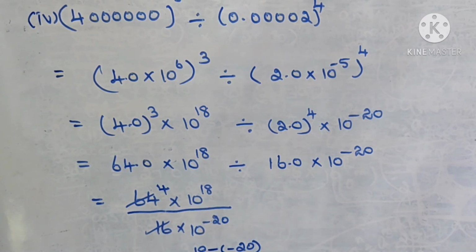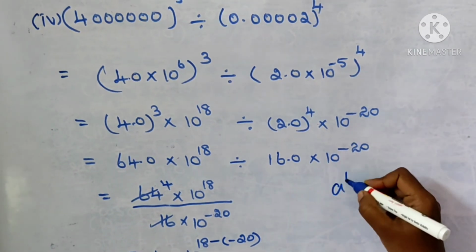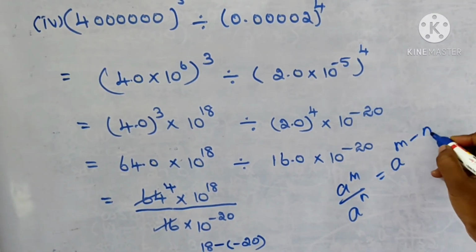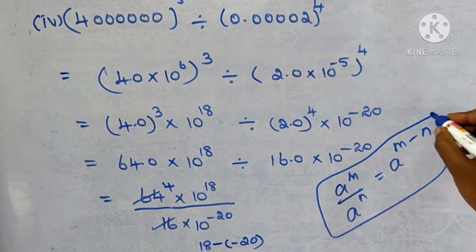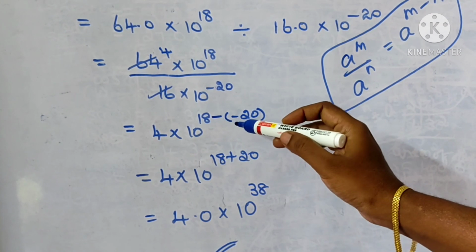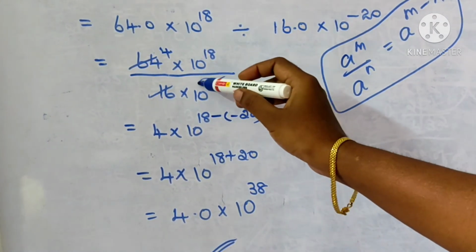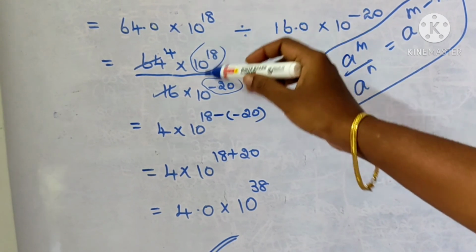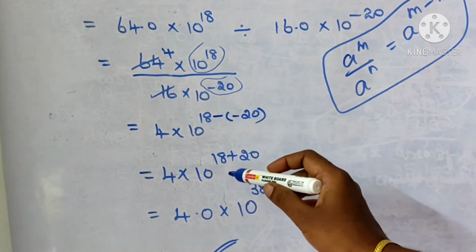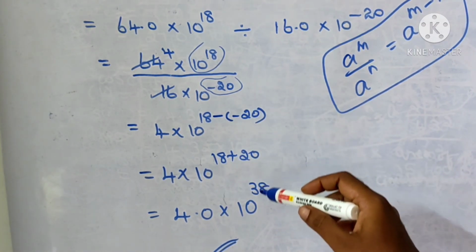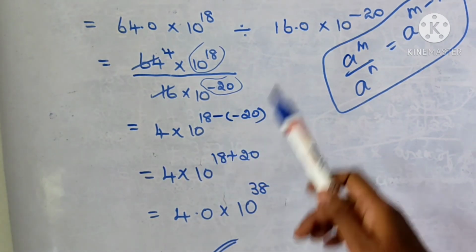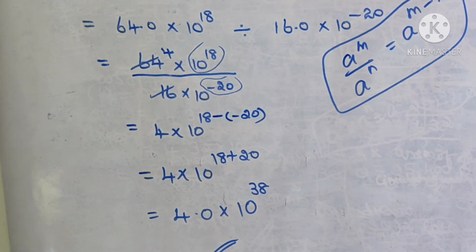Then a power m by a power n. What's the formula? A power m by a power n is a power m minus n. Okay, we use this radical law. Write the step. 10 power 18 minus of minus 20. This one a power n, this one a power m. So a power m minus n is 18 minus of minus 20. Minus of minuses, we get plus. So 18 plus 20. 18 plus 20 value is 38. So the scientific notation of the given question is 4.0 into 10 power 38.